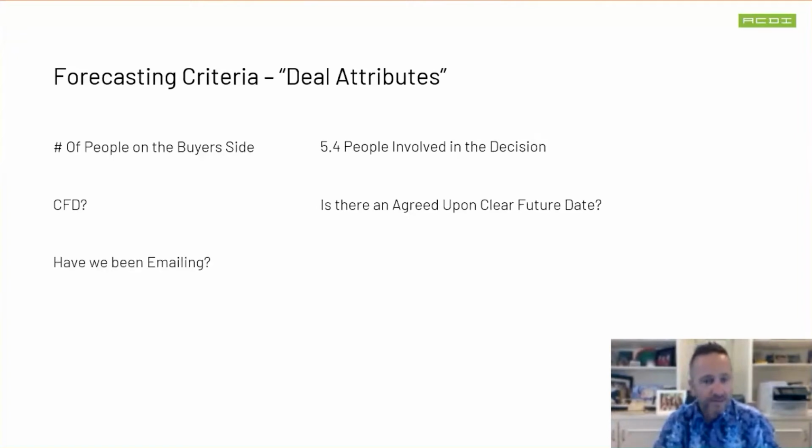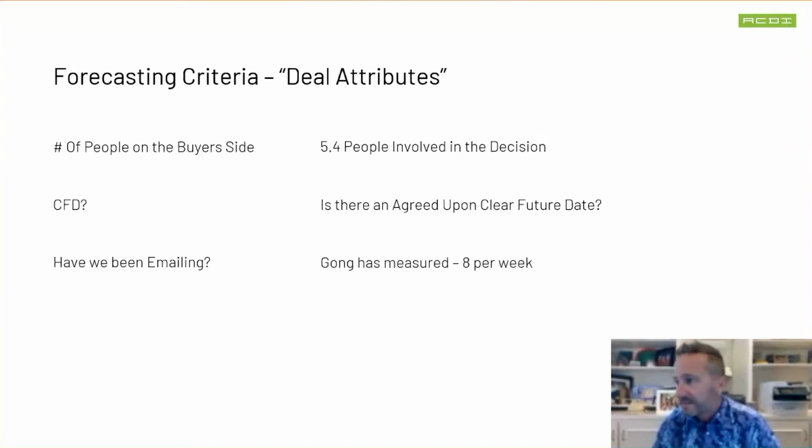Here's another key indicator. Rich, this is emailing. Your box gets filled up throughout the week, the day, and the month. The question is, have we been emailing? Why is that so important? Well, here's another statistic. Gong, who measures call quality for actionable revenue intelligence, says that if you don't average about 8 emails per week on a hot deal, it's not likely going to close.